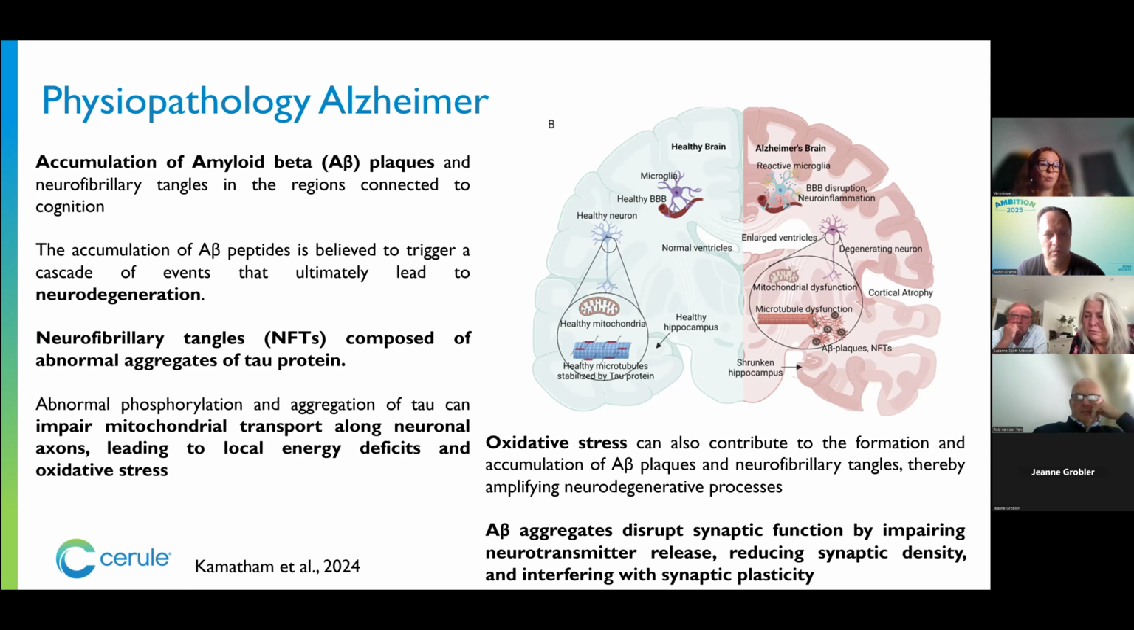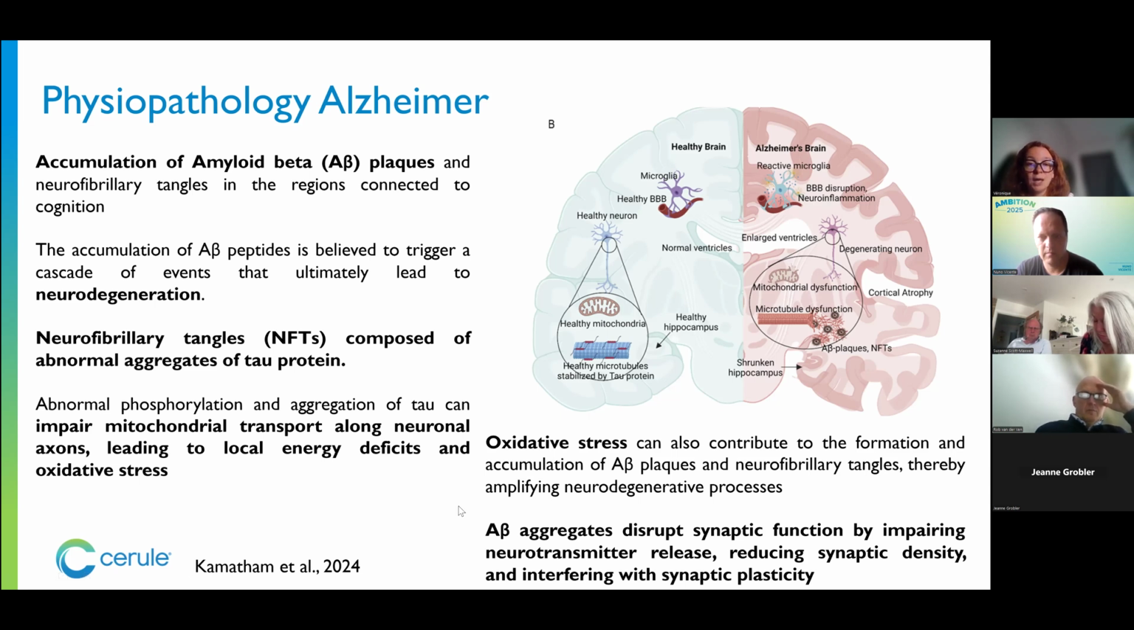There is an abnormal phosphorylation and aggregation of tau protein that will impair mitochondrial transport along neuronal axons, leading to local energy deficits and oxidative stress. This oxidative stress will also contribute to the formation and accumulation of beta amyloid, amplifying this neurodegenerative disease. Beta amyloid aggregates will disrupt synaptic function, impairing neurotransmitter release, reducing synaptic density, and interfering with synaptic plasticity.